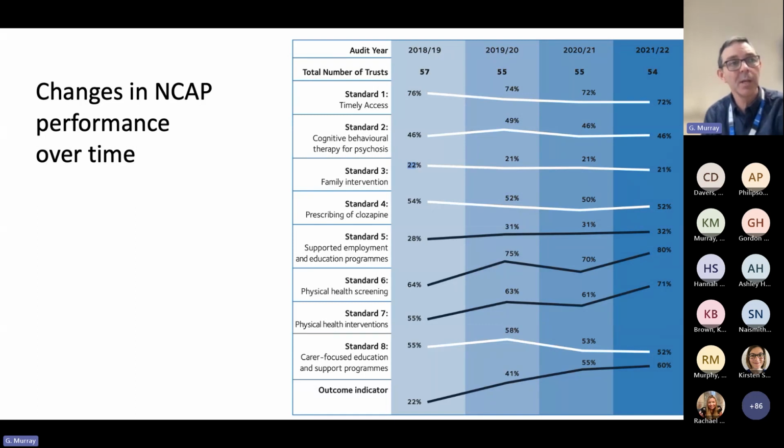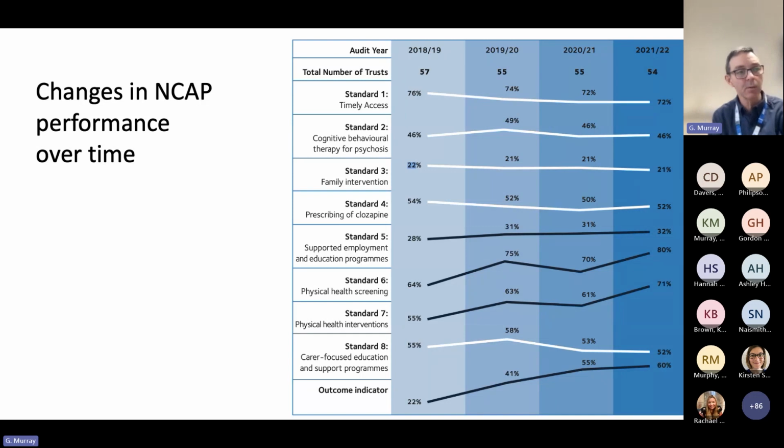Cognitive behavioral therapy for psychosis has bobbled along at about the same rate over the last few years. The target for this is not very high. For each of these different standards, we're given a different percentage target that we have to hit. Family intervention has not seen much progress. There has been some progress on supported employment and education programs.